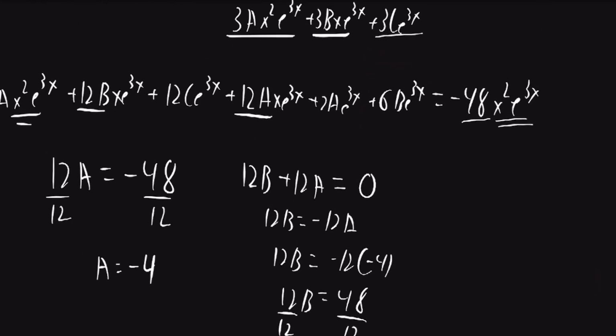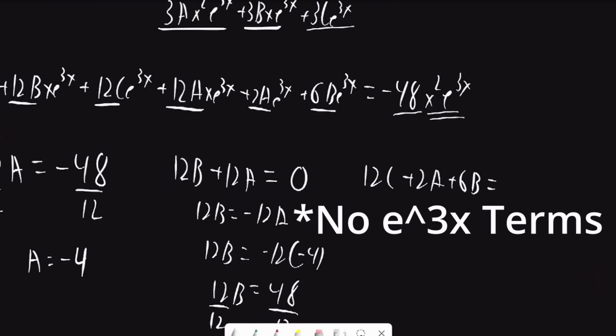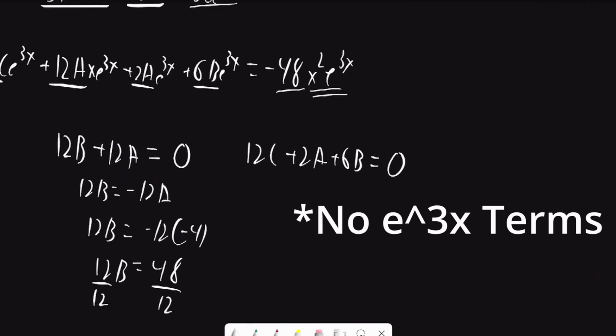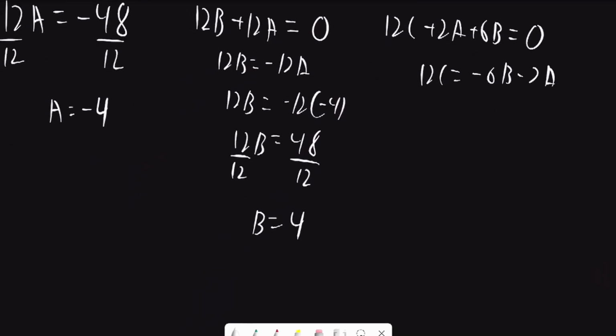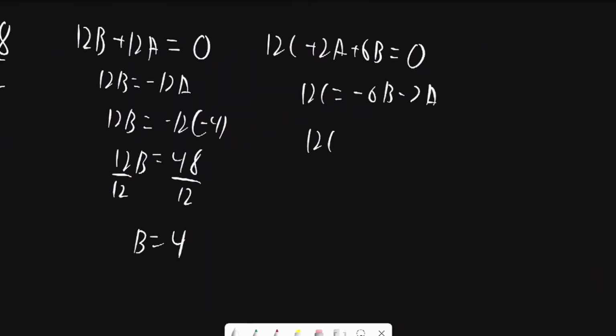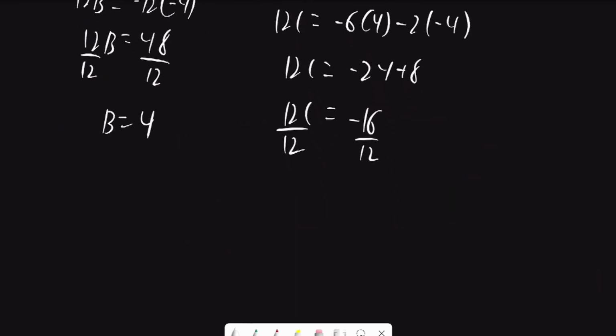Now we can compare the e to the 3x coefficients. We have a 12c, a 2a, and a 6b. And on the right, we have no constants, so that'll be a 0. We'll find that 12c is equal to negative 6b minus 2a. We can plug in the a and the b we found earlier. We'll get 12c is equal to negative 6 times 4 minus 2 times negative 4. 12c will be equal to negative 24 plus 8, which is negative 16. So 12c is equal to negative 16. I can divide 12 to both sides. So c will be equal to negative 4/3.